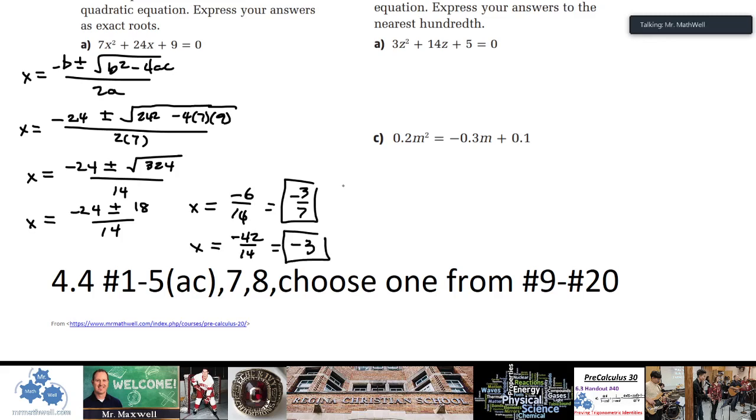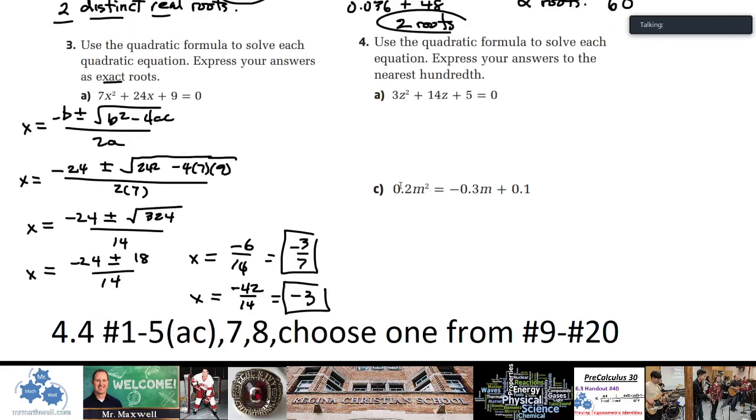You have to check that work. But that's how you use the quadratic formula. And fractions and whole numbers or integers are exact. In your answer, you may have radicals as part of your answer. Don't change that to a decimal and you'll have an exact answer.